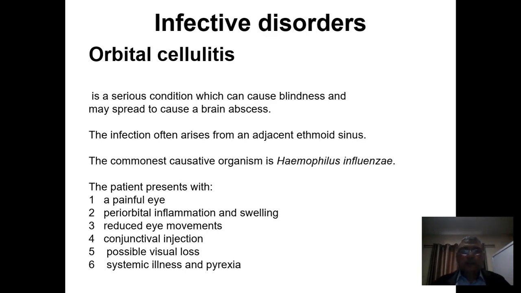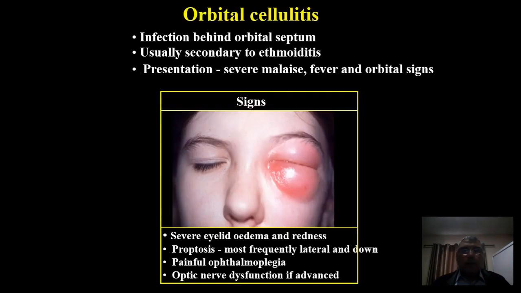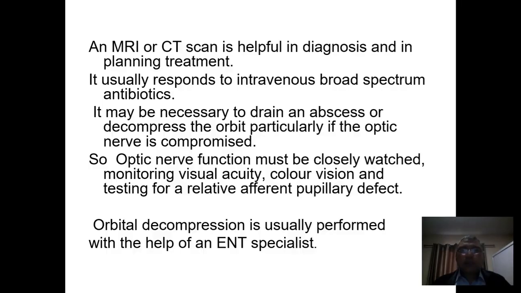We may have a relative afferent pupillary defect due to damage to the optic nerve. Swelling of the eyelids, proptosis, and limited ocular motility are very important signs. CT scan and MRI are very important to diagnose the cause and the source from the sinuses, and to diagnose if there is a subperiosteal abscess.